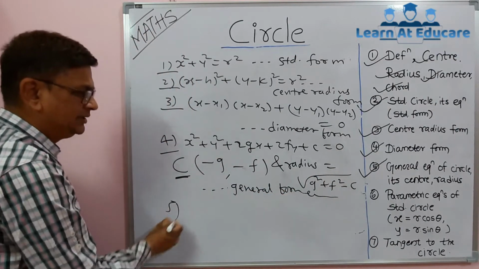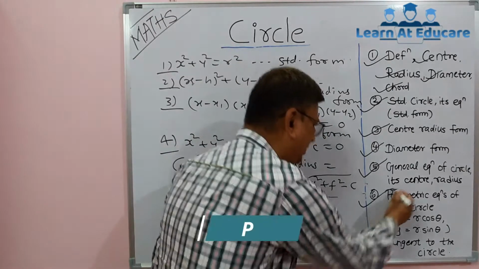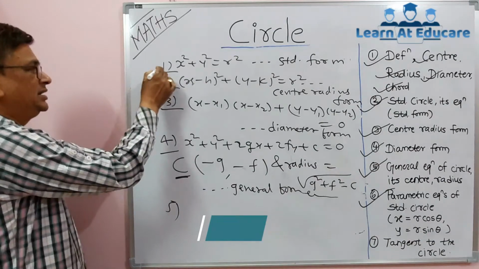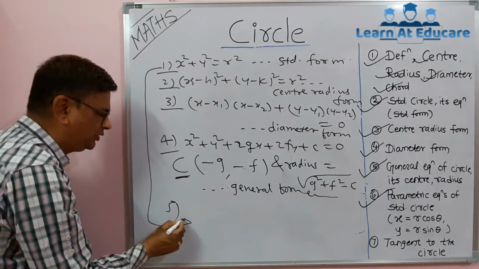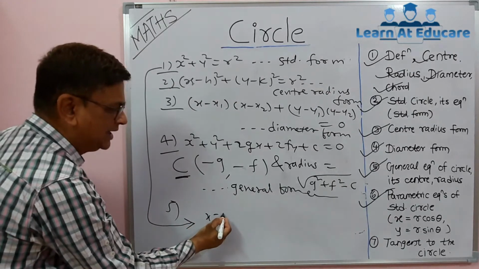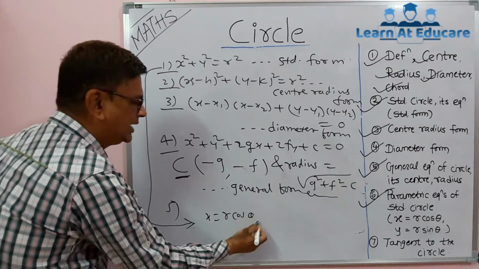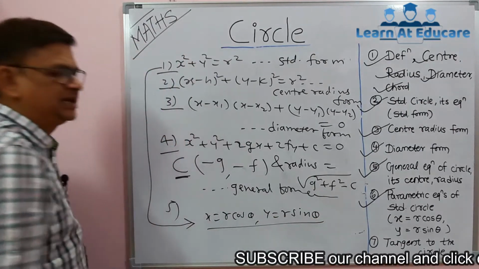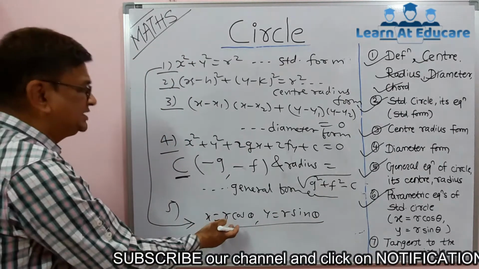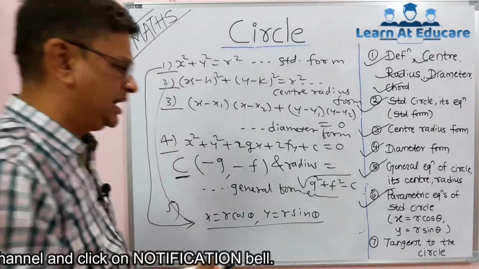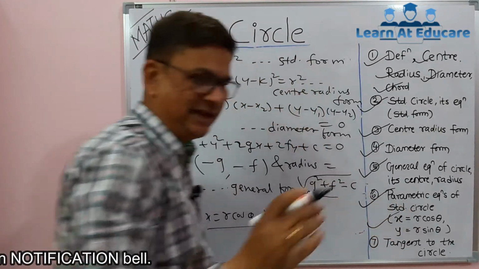The next is the parametric equations of a standard circle. We already know the standard circle is x square plus y square equal to r square, and its parametric coordinates are x equal to r cos theta, y equal to r sin theta. You can put these x, y values in that standard equation, and you will get LHS and RHS satisfied or equal.